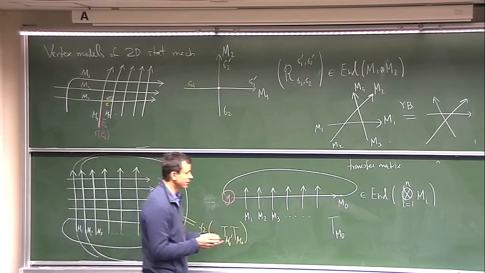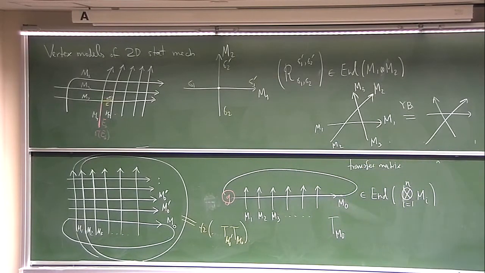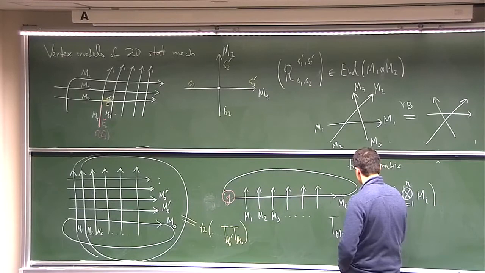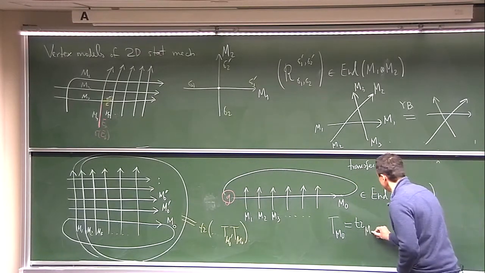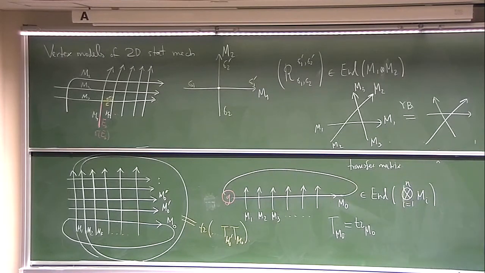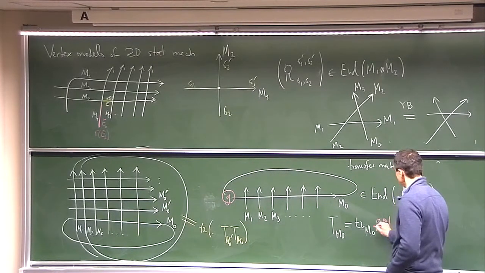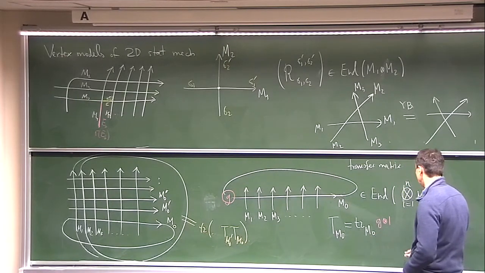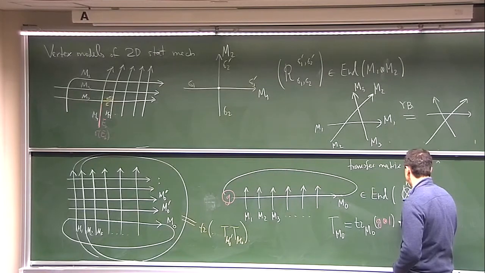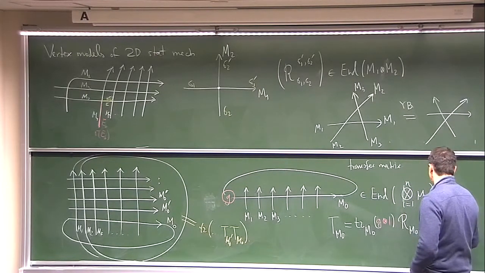In other words, you define this transfer matrix as the trace over M0 of G tensor 1, an element that acts only in the first tensor factor, times the R matrix of M0 and then the degrees of freedom.